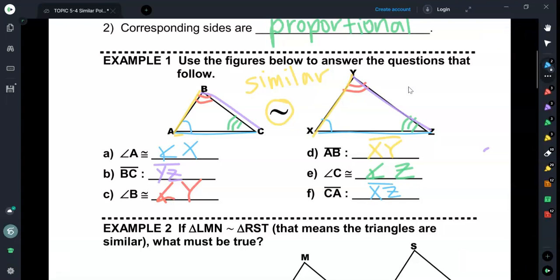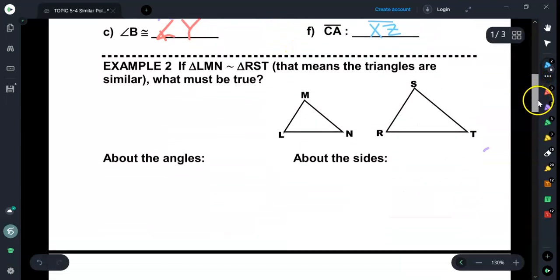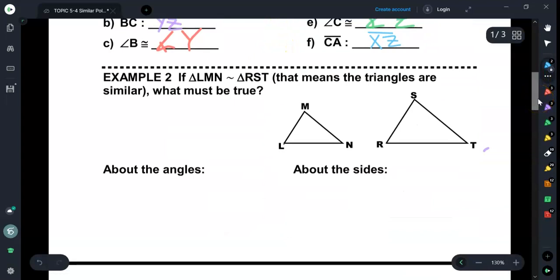So that's how you match up the sides with similarity and proportionality. Again, proportion, we talked about ratio and proportion in the previous lesson. You needed that because now we're going to be comparing figures. So let's scroll down. Example 2 says, if triangle LMN is similar to triangle RST, what must be true? Well, we just did the angles above.